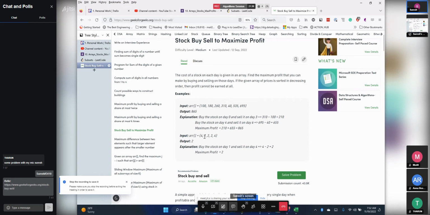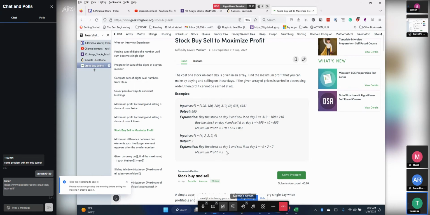So the best option is: buy the stock on day 1 and sell it on day 4. This is day 4, right? 0 1 2 3 4. So you bought for 2 rupees and you sold for 4 rupees. Finally you got 4 minus 2, 2 rupees profit. This is the maximum profit you can get based on these numbers. Is there any other way you can get more than 2 rupees? No. That's right. So there is no way. Based on the numbers given, the maximum profit is 2 rupees.